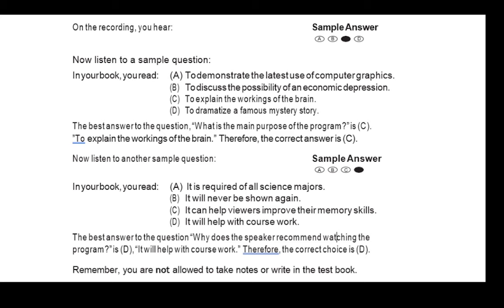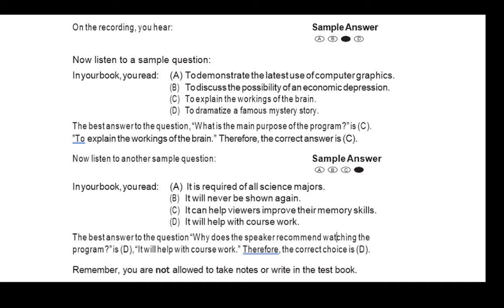Now listen to a sample question. What is the main purpose of the program? In your test book, you read: A. To demonstrate the latest use of computer graphics. B. To discuss the possibility of an economic depression. C. To explain the workings of the brain. D. To dramatize a famous mystery story. The best answer to the question, what is the main purpose of the program, is C. To explain the workings of the brain. Therefore, the correct choice is C.